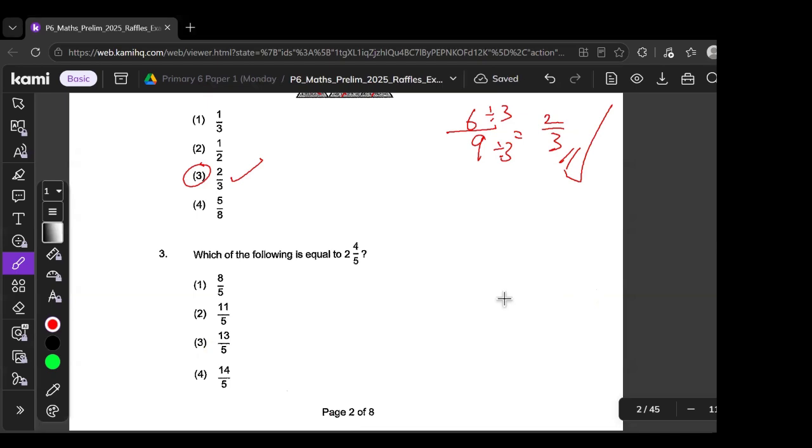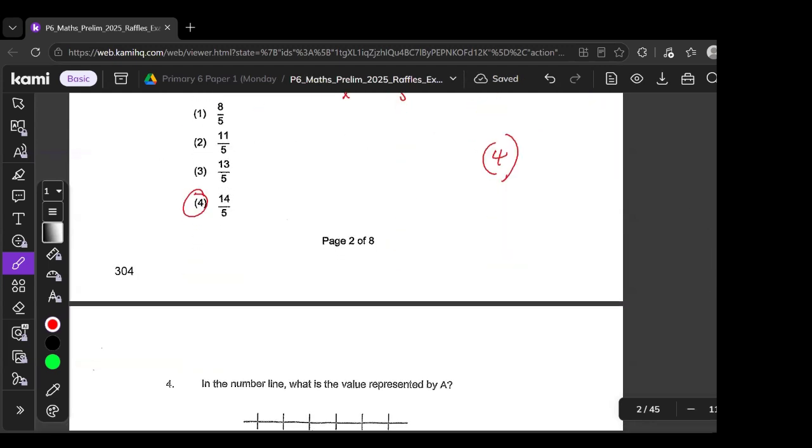Number 3, the answer is number 4. How do you change the mixed number into an improper fraction? Times and plus. So 2 times 5, 10. 10 plus 4 will be 14 fifths. So that's how you change into an improper fraction. You times, then later you plus. So answer number 4. Clear so far? Let's go to question number 4.